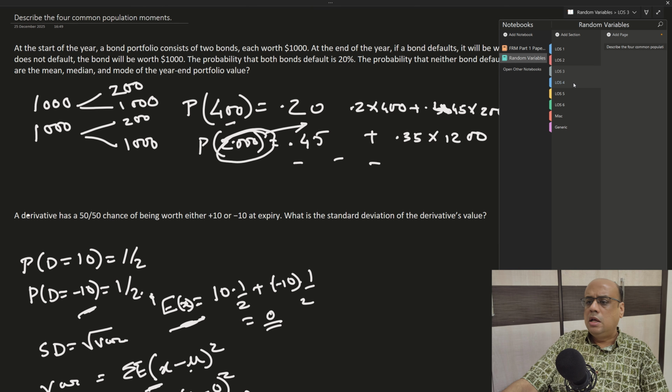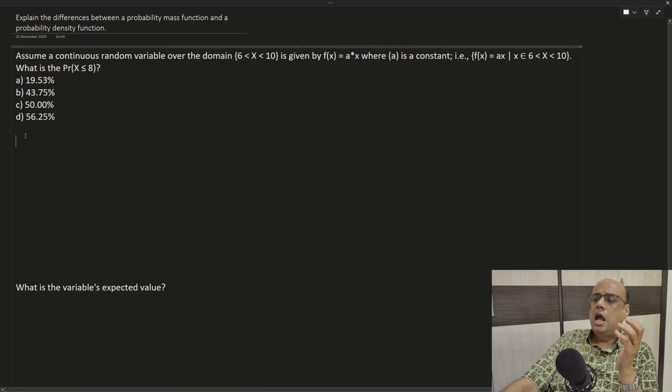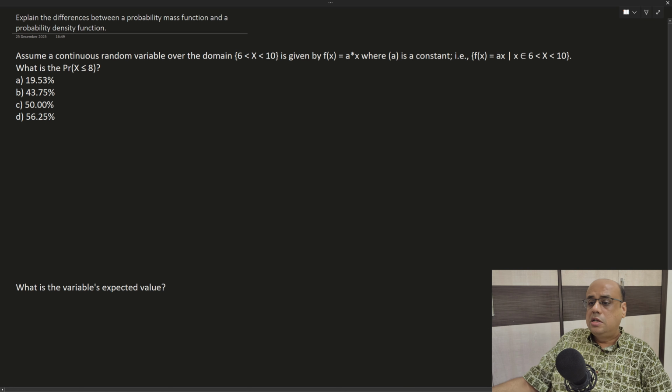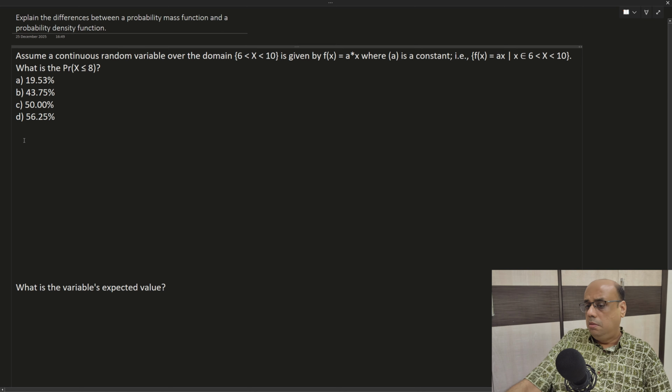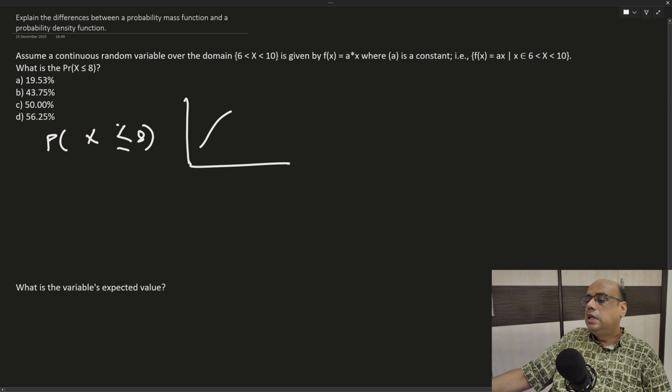Now let us go to the next LOS. Here it is about the difference between a probability mass function and a probability density function. This is one important sum, so look at this very carefully. All we have been asked is to find the probability that x is less than or equal to 8, right? So let's say this is just any cumulative distribution.